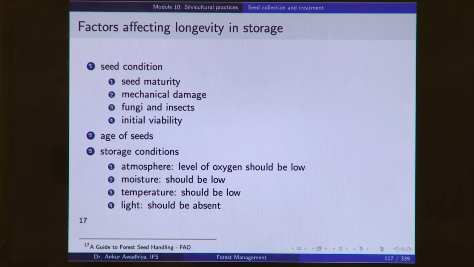Now, there are a number of factors that affect longevity in storage: the seed condition, including seed maturity, mechanical damage, fungi and insects, the initial viability, the age of the seeds, and the storage conditions. Typically, the level of oxygen should be kept low, moisture should be kept low, temperature should be kept low, and light should be absent.